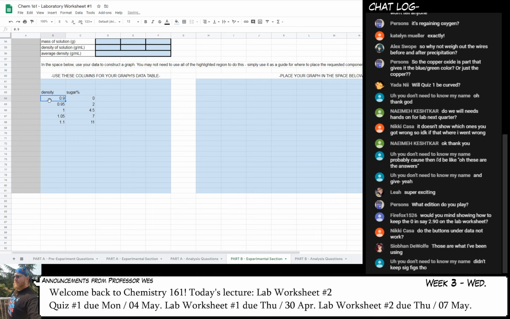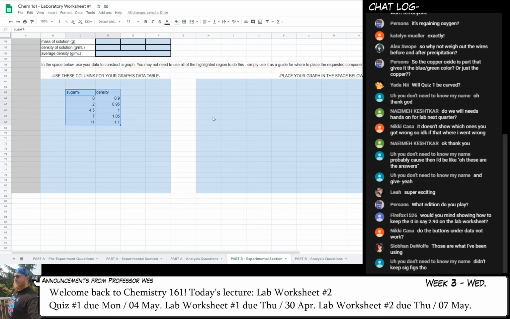So I want to make a graph out of this. I want this to be on the x-axis and this to be on the y-axis. Actually, that's not the order that I want, so I'm going to move those. Google will interpret whatever you put on the left as the x-axis and whatever you put on the right as the y-axis.